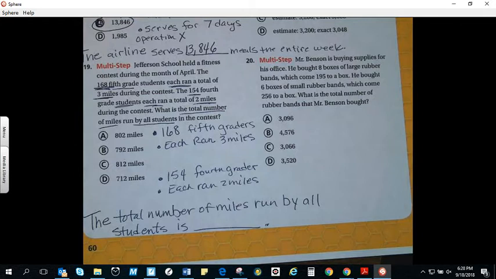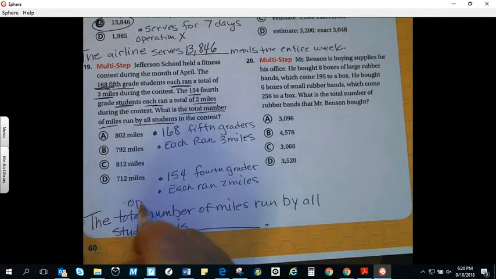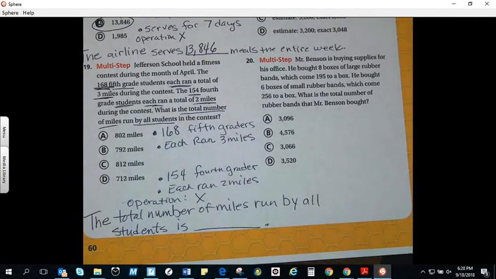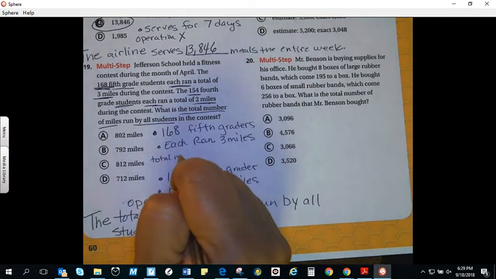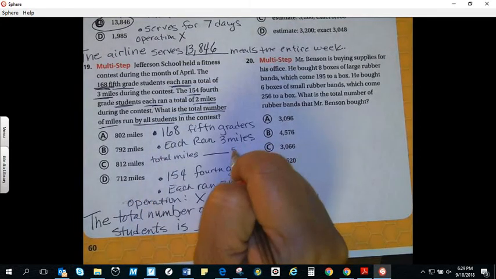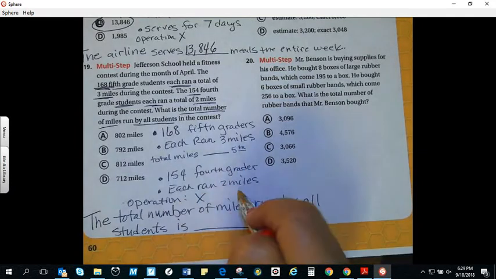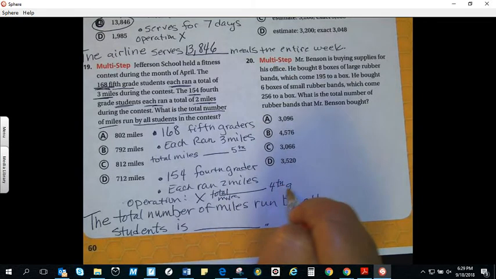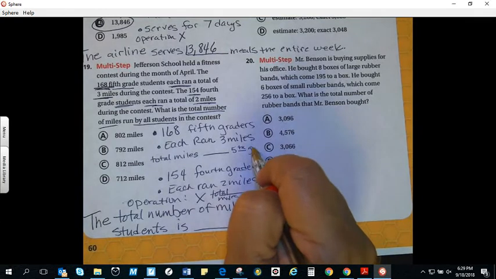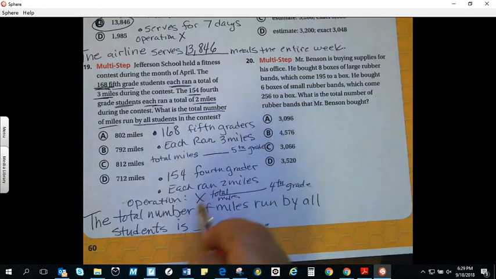What operation am I going to use? My operation is multiplication. Very good. So now I'm going to take my 106. I need to find out how many total miles were run by 5th grade. So I have total miles for 5th grade. Then I need to find total miles for 4th grade. And then what would I do with those? Yes, you're going to add them up. So I'm doing multiplication and adding.